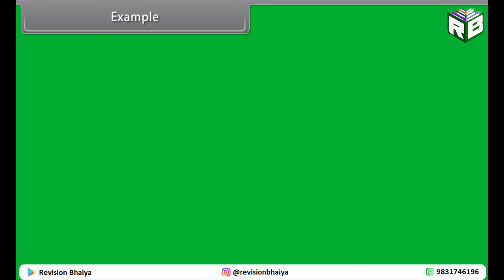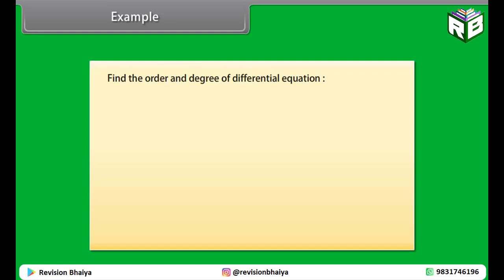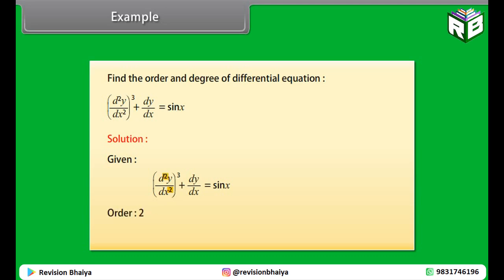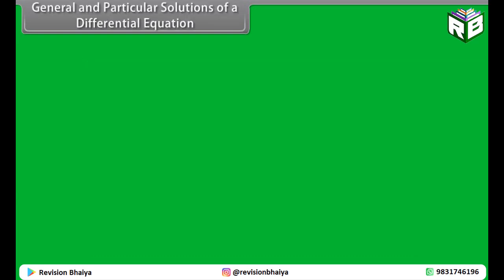Example. Find the order and degree of differential equation (d2y by dx square) whole power 3 plus dy by dx equals sine x. Solution. Given (d2y by dx square) whole power 3 plus dy by dx equals sine x. Order 2. Degree 3. General and particular solutions of a differential equation.